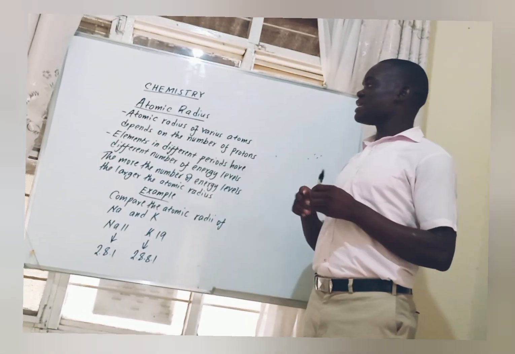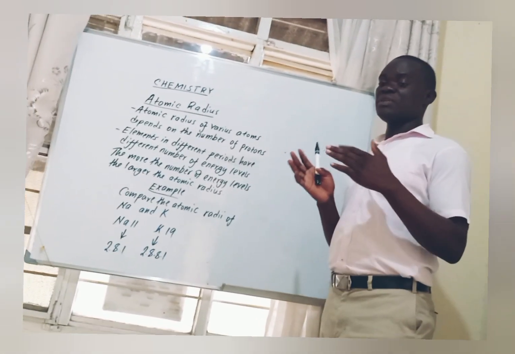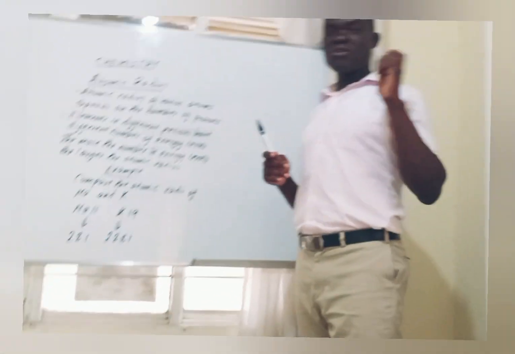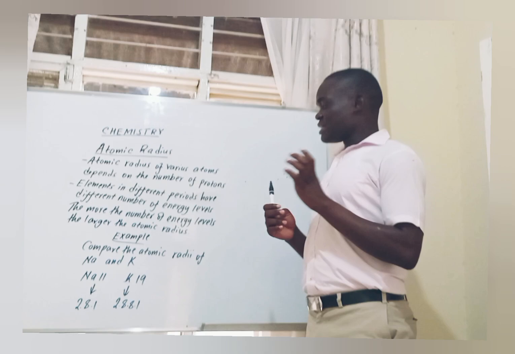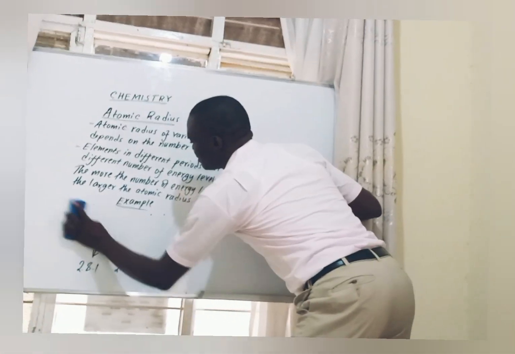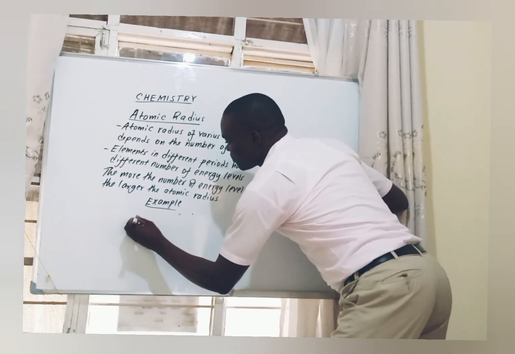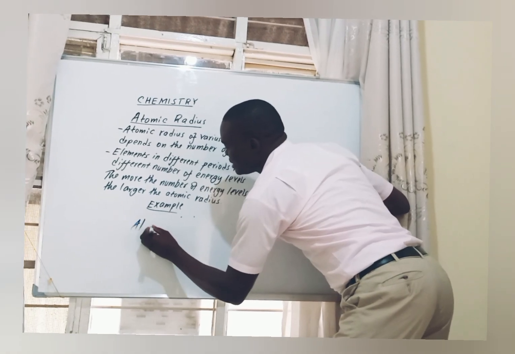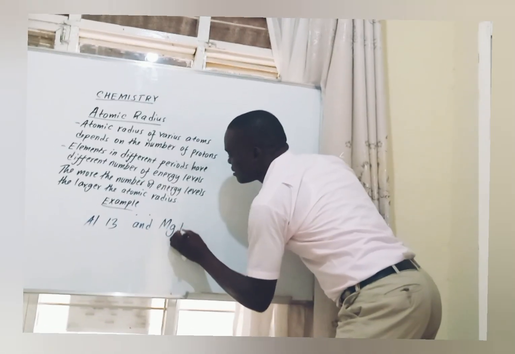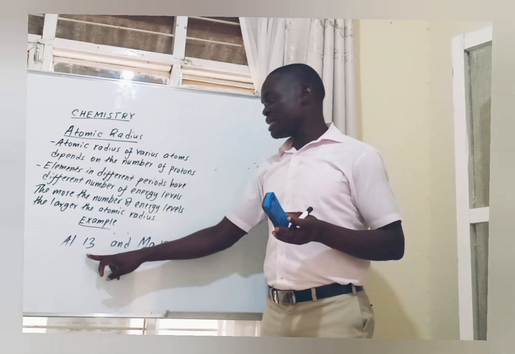But maybe we want to compare elements in the same period. That means these elements have the same number of energy levels. For example, let's compare the atomic radii of aluminium, which is number 13, and magnesium, which is number 12.